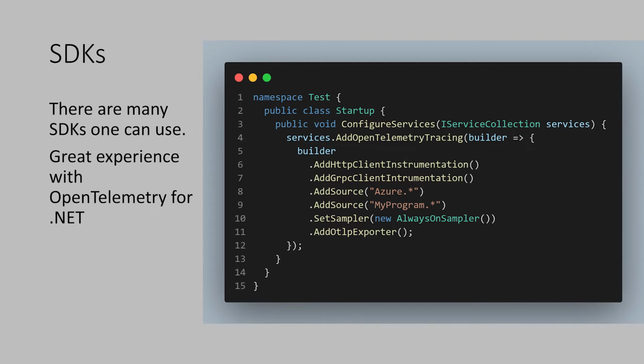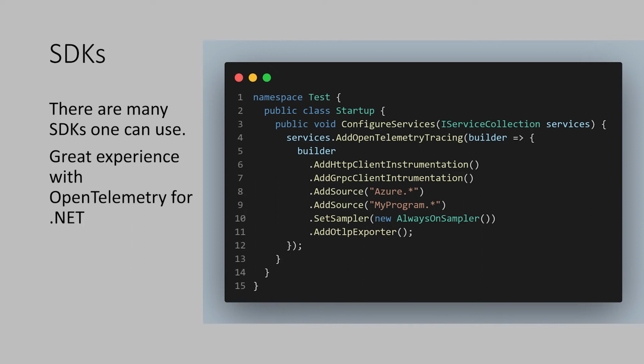So this is a .NET example. And it has, so line 6, add HTTP client instrumentation. So if you add that, whenever you create a HTTP client and do a request, it will automatically create a span or collect that for you. Same with the gRPC. So when you use the gRPC client, it will auto collect that.